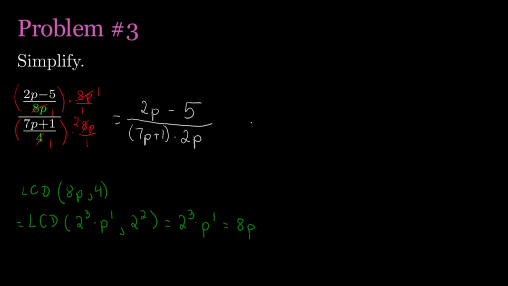The denominator is factored, and even though 2p is a factor in that denominator, the 2p on top in the numerator is not a factor, but just an addend. So that's it.